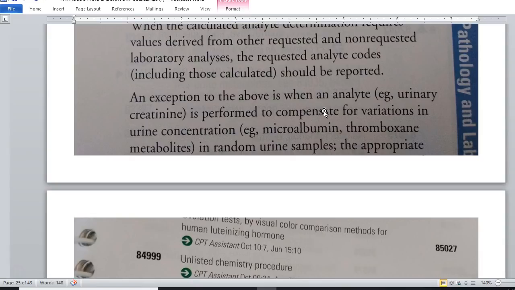And then again, we have other vitamins too. We can look for vitamin A, vitamin K. We can look for things like zinc. We can look for the gonadotropin, the C-peptide. So again, lots of different things in chemistry. So the easiest way is to look up pathology and laboratory, chemistry, and then what are we looking for? What's the name of the substance that we're looking for?